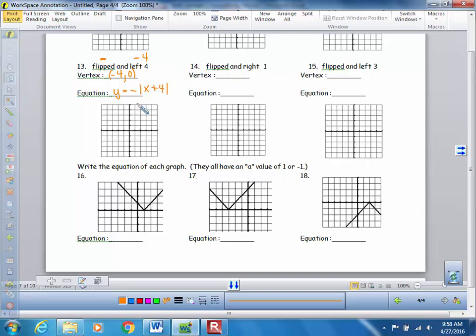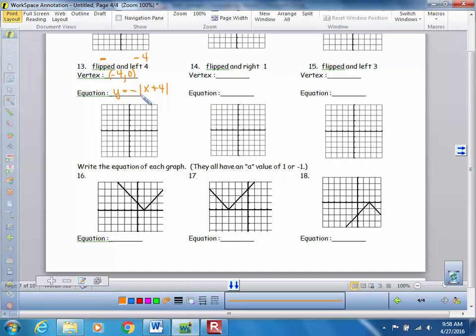Right. It's the same thing as yesterday when we had parentheses. The opposite goes in. The same with absolute value. The opposite would go in our absolute value.